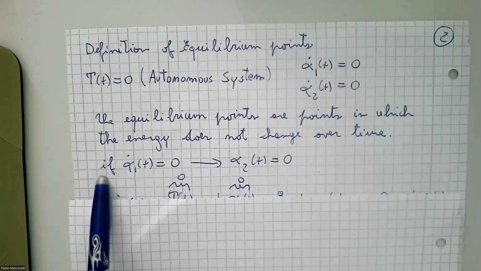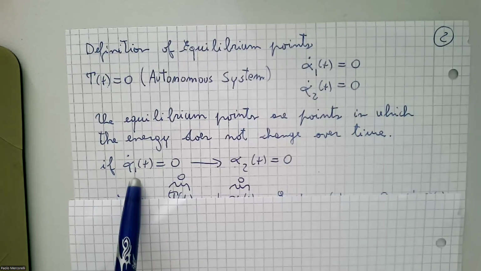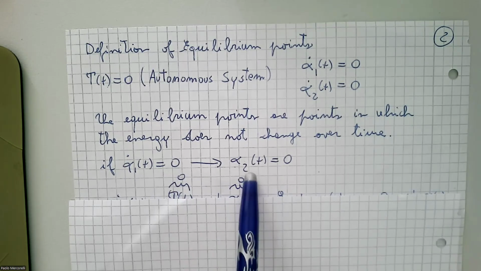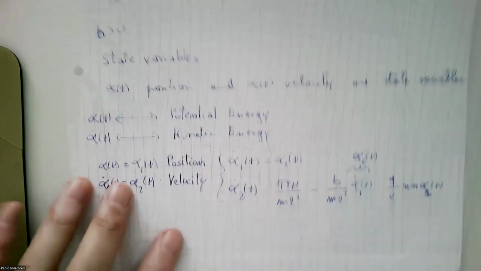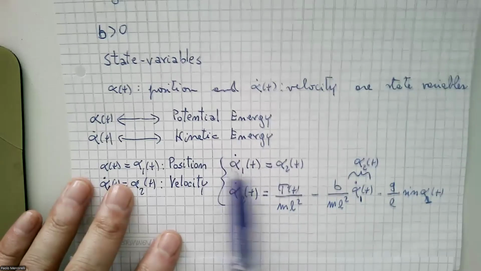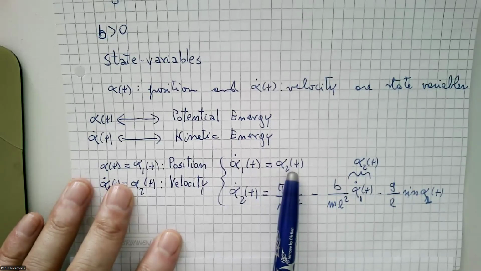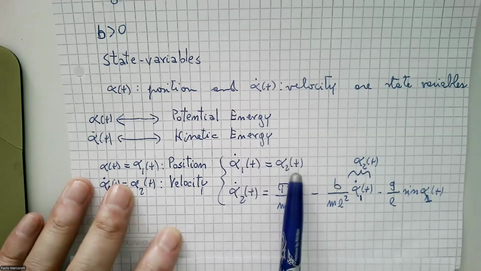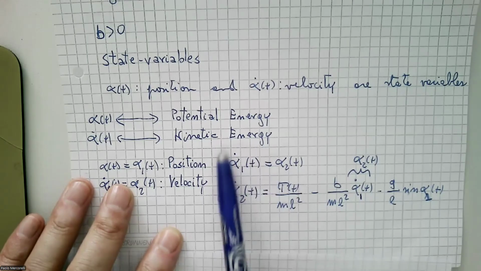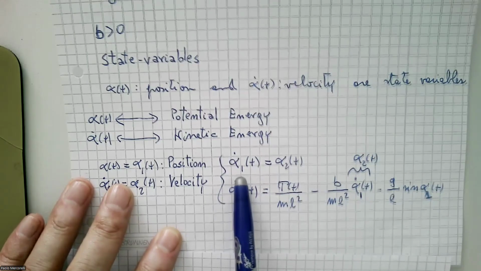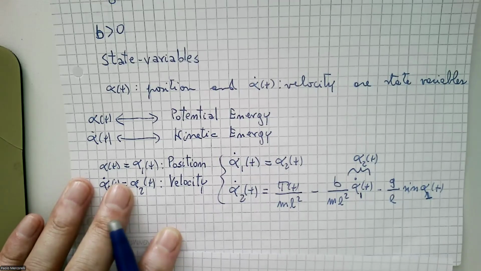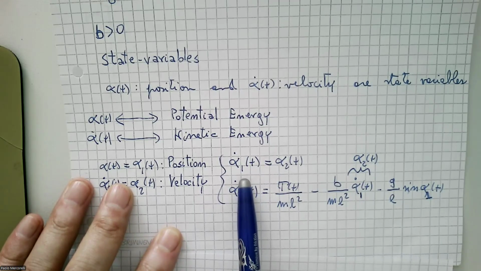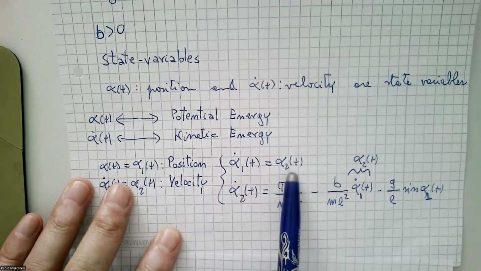Now, from the first equation, we have this. Alpha 1 derivative equals 0 implies alpha 2 equals 0. Easy. If the alpha 1 derivative equals 0, it implies that the velocity is equal to 0. This means we are already in a condition for alpha 2 in accordance with the definition, or a part of the definition. Alpha 1 dot equals 0, when basically the potential energy does not change, the derivative is equal to 0, we have alpha 2 equals 0.